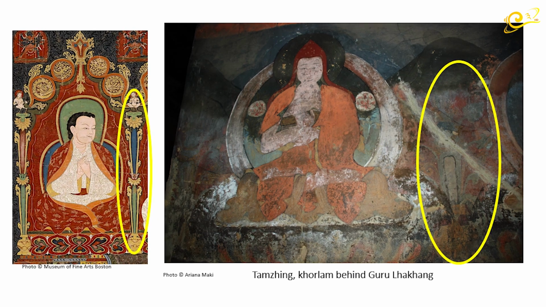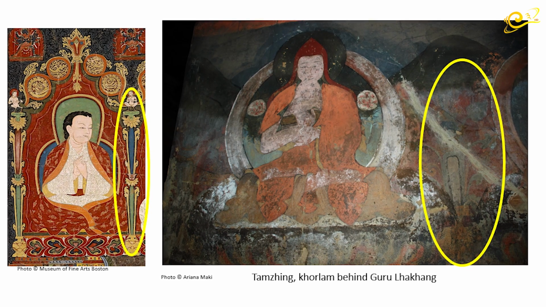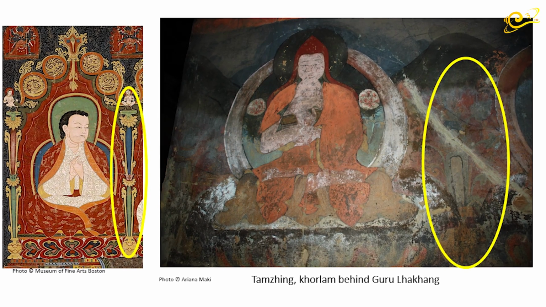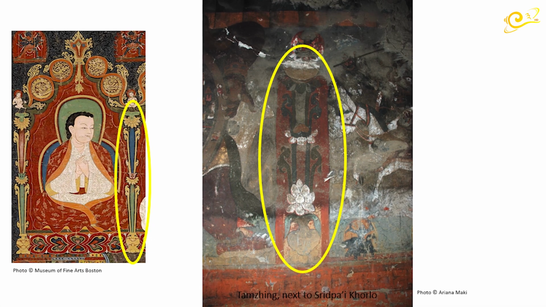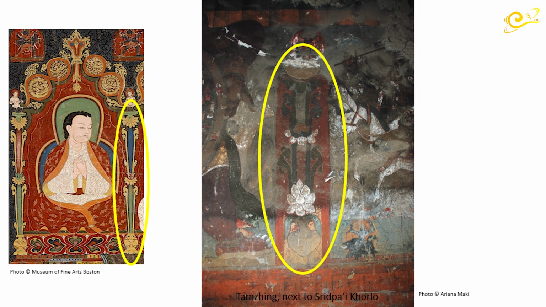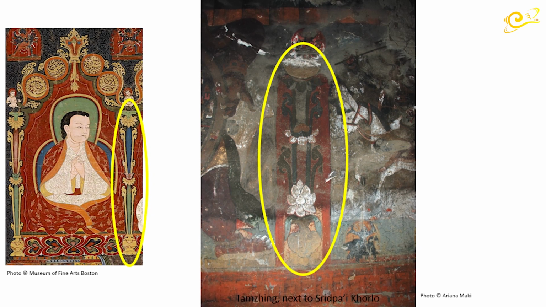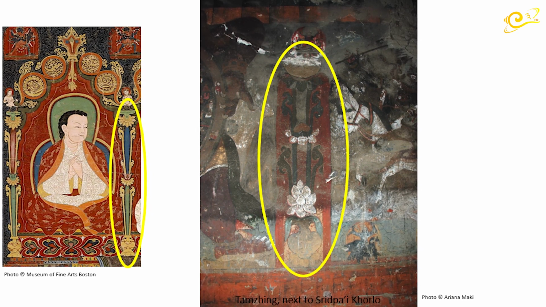But if we look at the spaces in between the images, we can also find something else. If we go in the Korlam behind Guru Lakang, there's the same exact element of the vase, the stretched out gem, and the lotus up on top. They're everywhere, even next to when you first walk in and you start your kora around the Sipe Korlo. What's right next to it is the vase and the gems and the lotuses, separating that composition from the protector deities that follow.